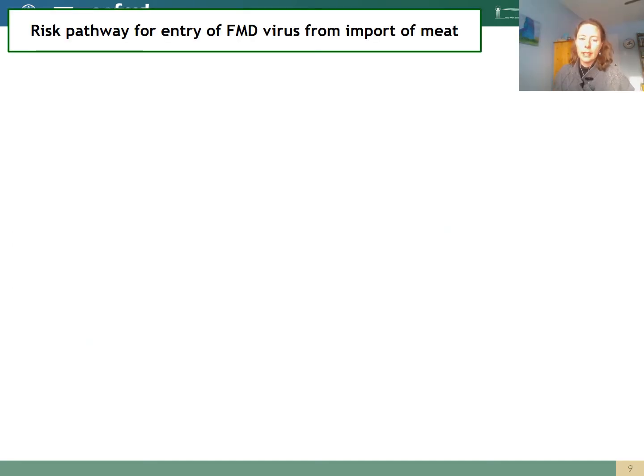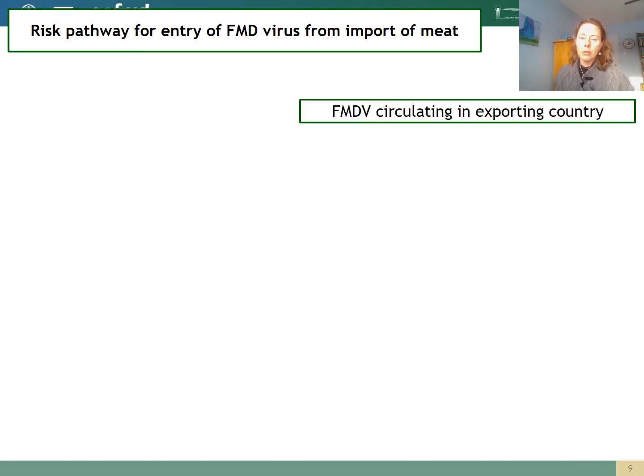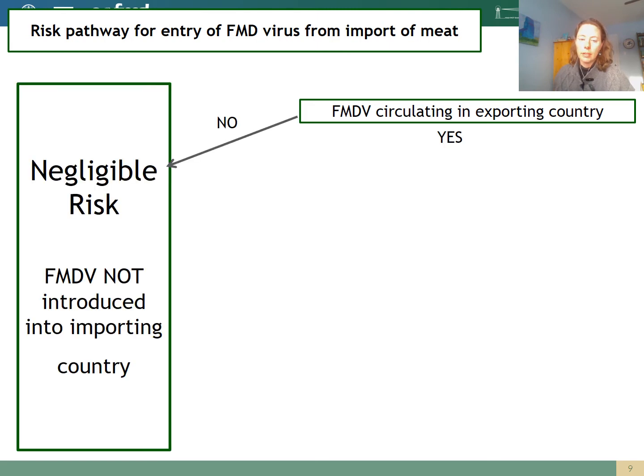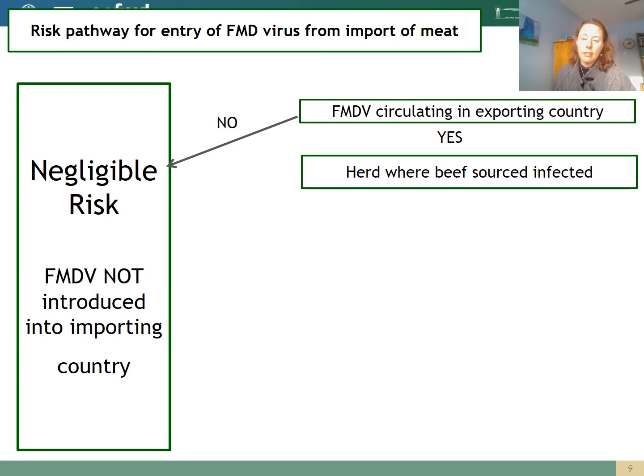So let's go back to our example and look at a risk pathway for the entry of foot and mouth disease virus from the importation of meat. And we're going to go through the steps that are required for that FMD virus to enter the importing country. So it starts with FMD virus circulating in the exporting country. If it's not circulating, then the risk can be considered negligible. If it is circulating, however, then we would consider whether or not the herd where the beef is sourced from is infected. Again, if it's not infected, there's no risk.